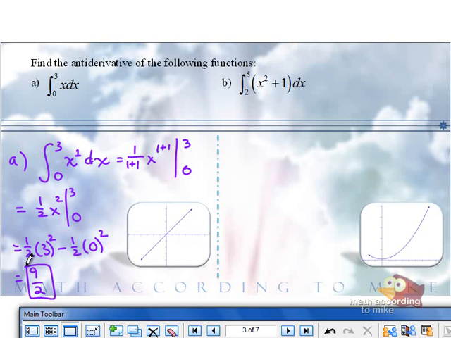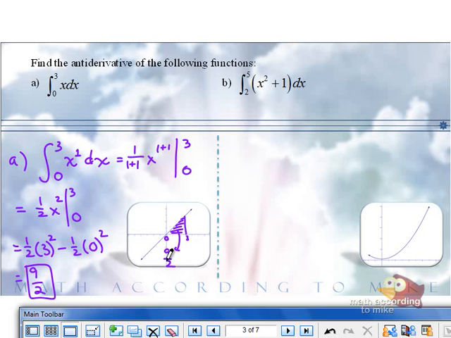So looking at our picture, what we just found is the area under the curve from 0 to, I think that's 3. Mine's a little blurry. This area right here is 9/2. That's what we just did.